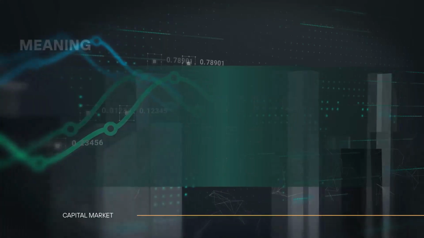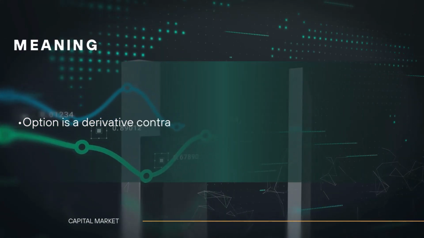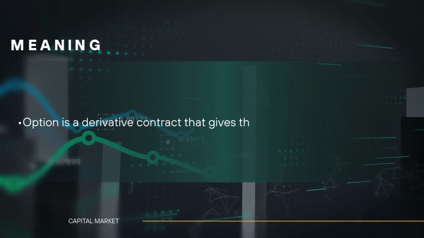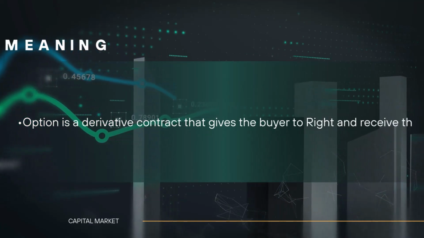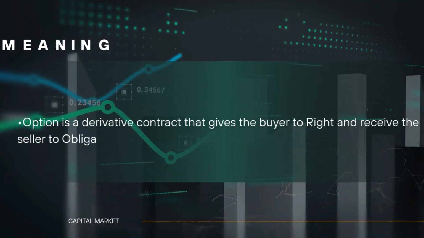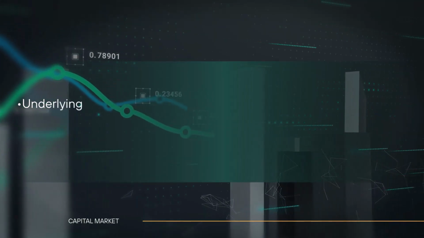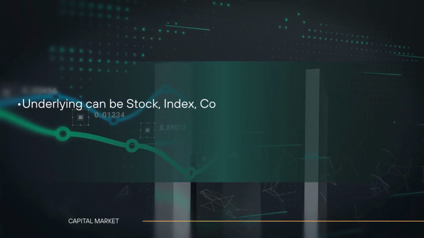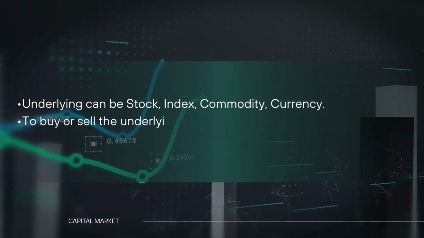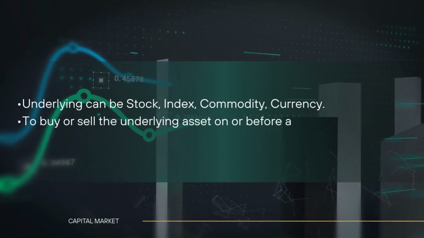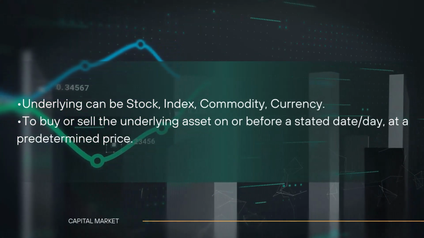Next, an option is a type of derivative contract. It gives the buyer the right but not the obligation to buy or sell an underlying asset. On the other side, the seller carries the obligation if the buyer chooses to exercise that right. The underlying assets can be a stock, an index, a commodity, or even a currency. Options are always linked to a specific strike price, an expiry date, and a premium that the buyers pay. They are also traded in lot size.